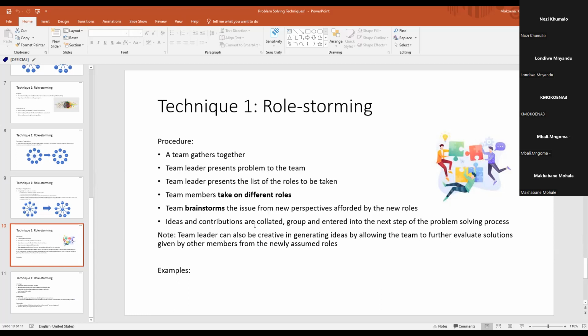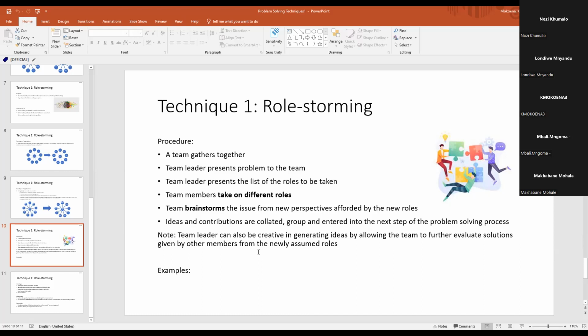And then ideas and contributions are collated, then grouped, and then entered into the next step of the problem solving process. So yeah, from there, the team leader can just take those ideas and enter them into the next problem solving process. They didn't say whether you need to prioritize them or what, because I can imagine how many ideas you would have from all the teammates, but they didn't say anything about prioritization.